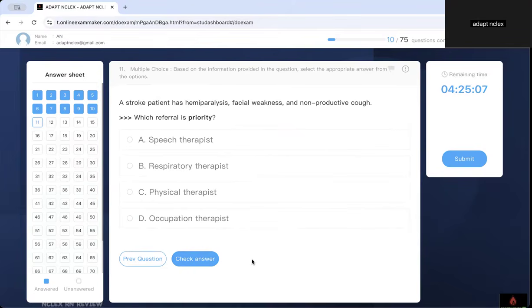A stroke patient has hemiparesis, facial weakness, non-productive cough. It's a stroke patient. Don't worry about it. I intentionally give you a bunch of buzzwords. The buzzword is stroke. If you have a stroke, what should be the number one thing you should worry about? They have paralysis, facial weakness, non-productive cough.